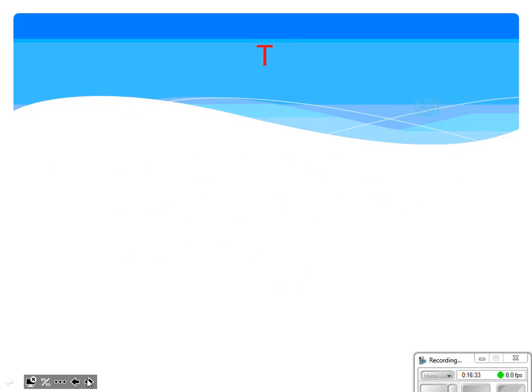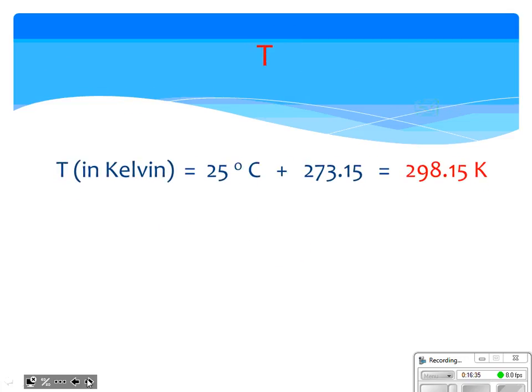What's my T going to be? My T is nice and easy because I take the 25 degrees Celsius and I add to it 273.15 to convert it to Kelvin. So I have 298.15 Kelvin.